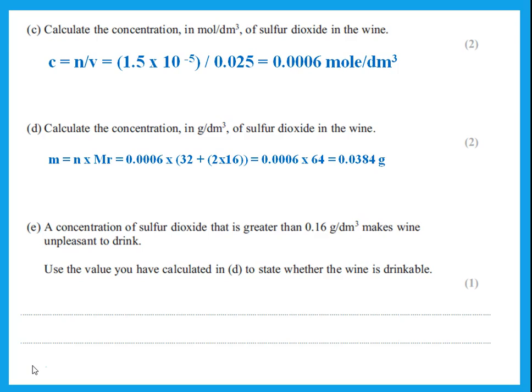A concentration of sulfur dioxide that is greater than 0.16 makes the wine unpleasant to drink. So use the value you have calculated to state whether the wine is drinkable. So he's saying if it is more than 0.16, then it's not drinkable. Is the mass more than 0.16? No, we got it to be 0.0384. So this is less than 0.16, so this wine is drinkable.